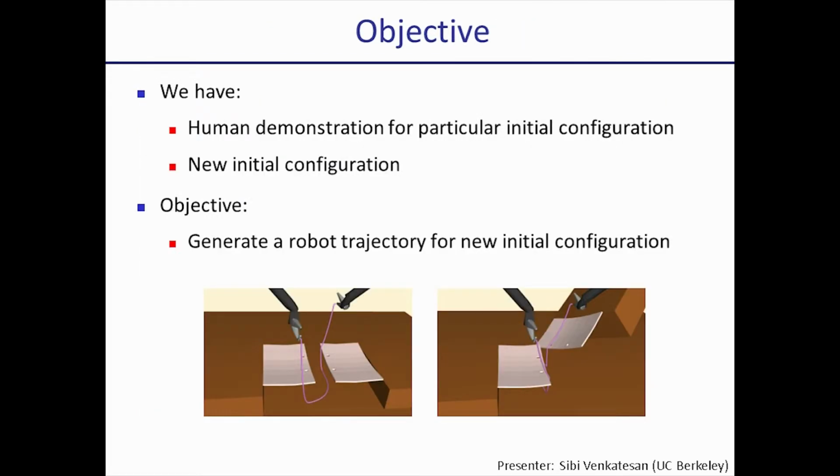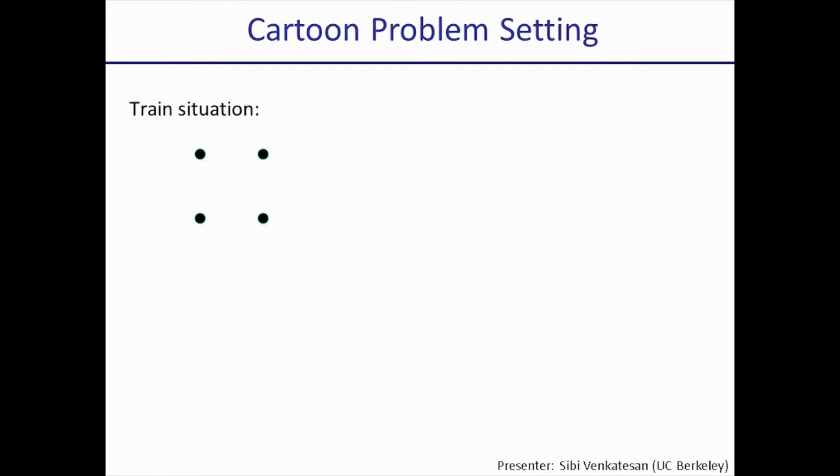So far, we have a human demonstration for a particular initial configuration, and the robot is presented with a new configuration, say the image on the right. What does it do here? Essentially, we want to generalize our demonstrated trajectory so that the robot may perform it for a new configuration. Let's look at a cartoon example to make this clear.